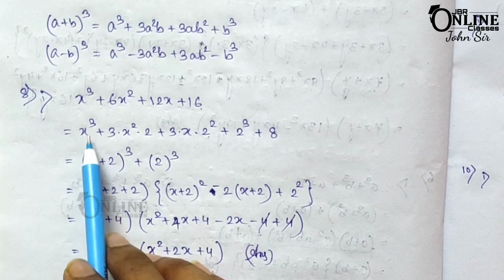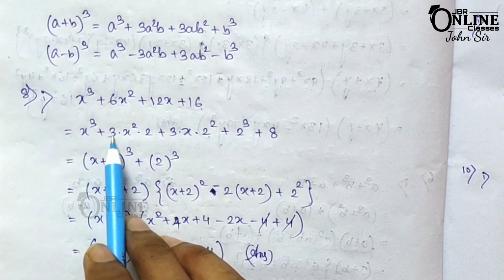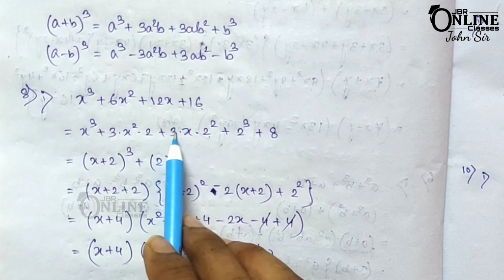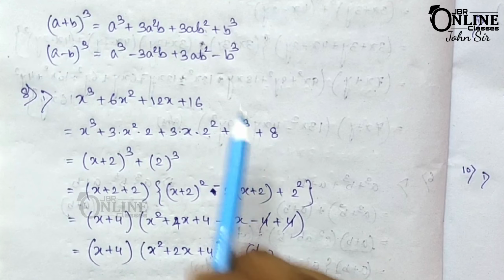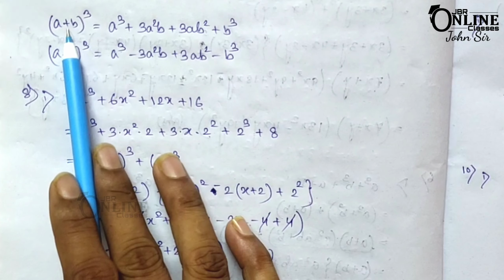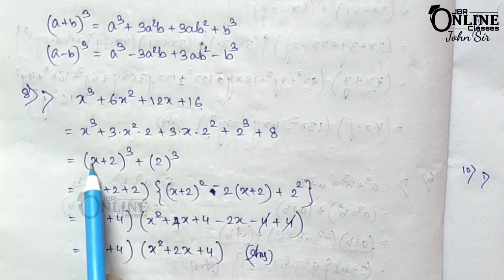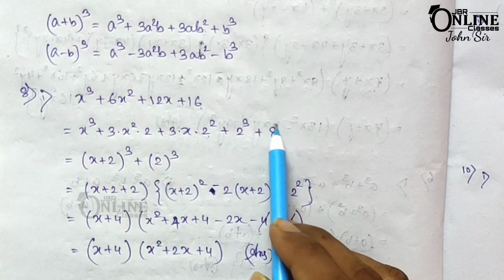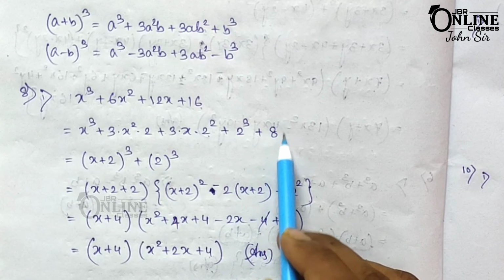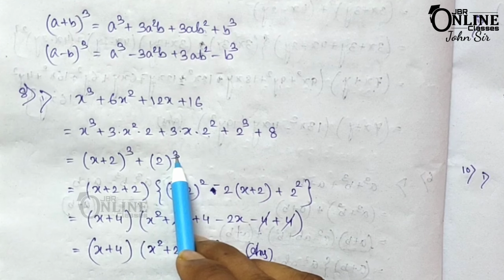So here x cube plus 3a square b plus 3ab square plus b cube, that is the formula of a plus b whole cube. So write down here x plus 2 whole cube, and the last one here plus 8. Now plus 8 means plus 2 to the power cube.